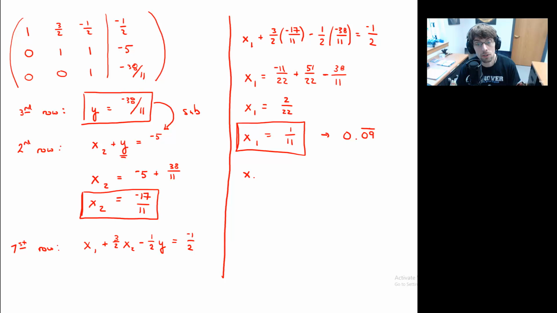Okay. x2, well, what is that? Negative 17 divided by 11. So x2 would be equal to negative 1.54, and that again is repeating. And y is equal to, well, what's negative 38 divided by 11? This is negative 3.45 and repeating. Just like what we found graphically. Not a surprise, but we have it in a nice closed form expression now.